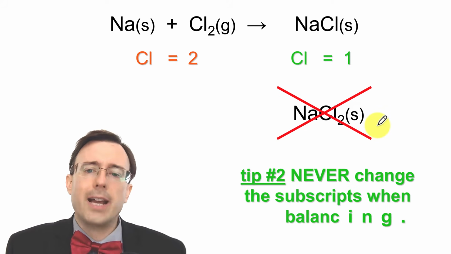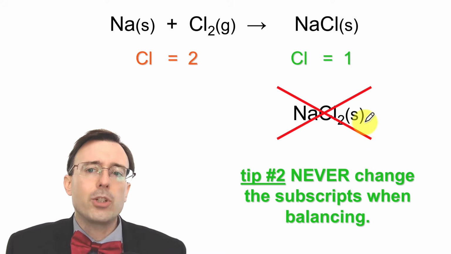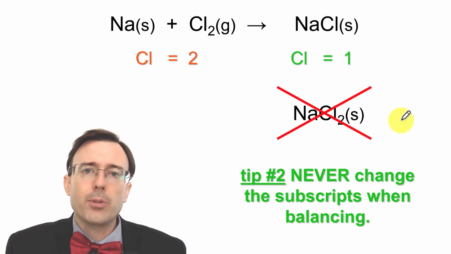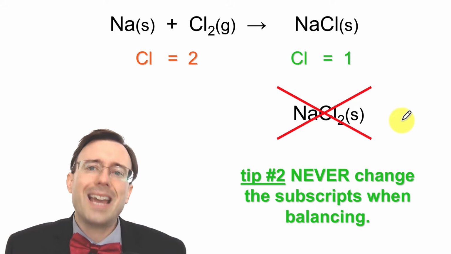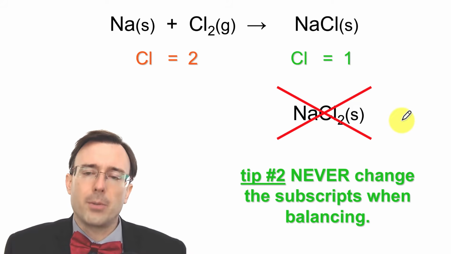Remember, never, ever, ever change the subscripts when you're balancing a chemical reaction. Why is that? Because that would change the chemical here. Table salt's not NaCl2, table salt's NaCl. And so you cannot change the subscripts whenever you balance a chemical reaction. You will automatically get it wrong if you ever change the subscripts when you balance a chemical reaction.